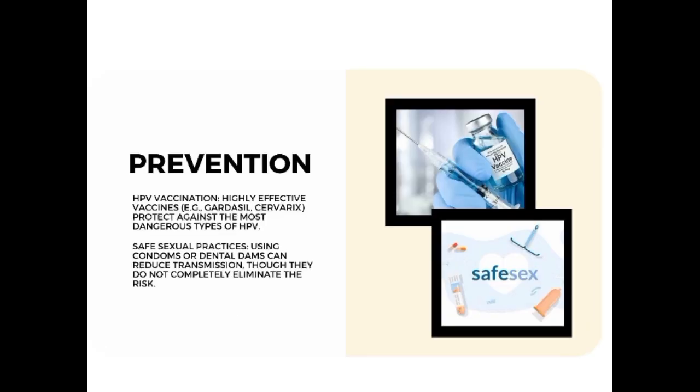And here's how to prevent HPV. Being vaccinated is the best way to prevent HPV infection. Also, if people do engage in premarital sex, using condoms can reduce the transmission of HPV, but be reminded that it does not eliminate the risk at all.